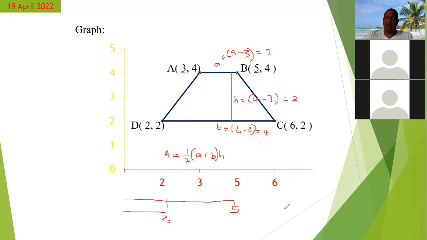Now that we have the values of A, B, and H in the formula, we can calculate the area as half. So the area would be half. The sum of the two values would be what now? A and B would be what? 2 plus 4.